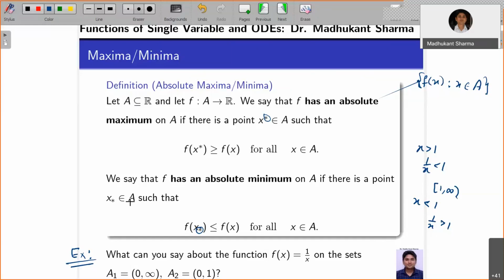If it is not inside A, then the function will not have a maximum or minimum on A. But sir, in A2 also there will be a point that is the lowest value, just before the limit x tends to 1 minus.